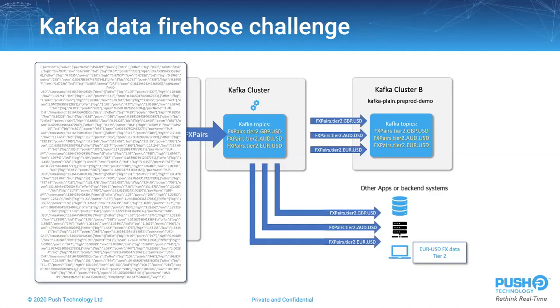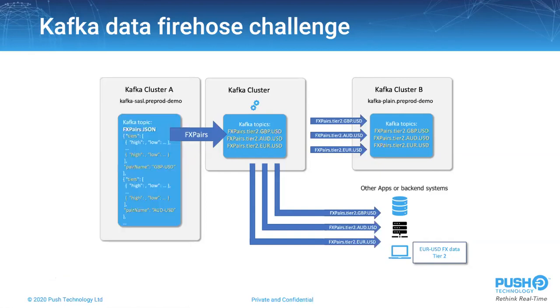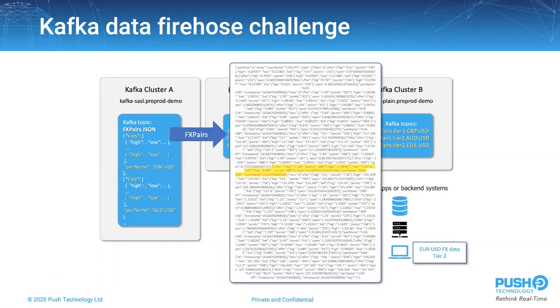So again, we start with that big firehose with all the data, all the tiers, all the currency pairs, and it needs to be processed. We need to do something with that data before we can send that out to other Kafka sites and other systems. So that processing will require us to first identify the part of the data that I care about, or that my consumers care about. And of course, each consumer will have different requirements and different needs. So we need to do this at a much more complex level.